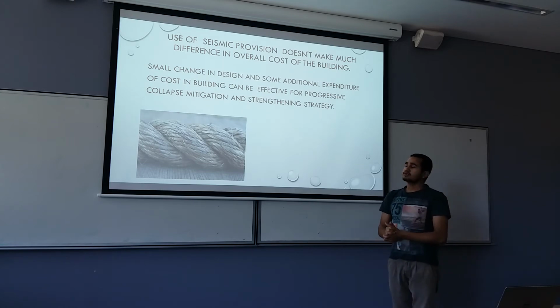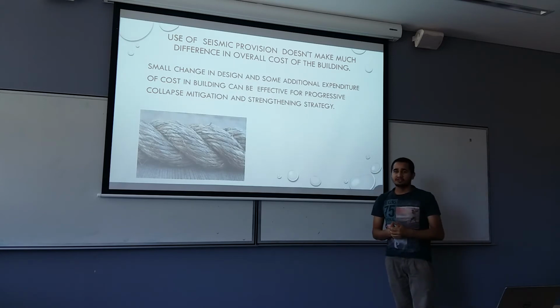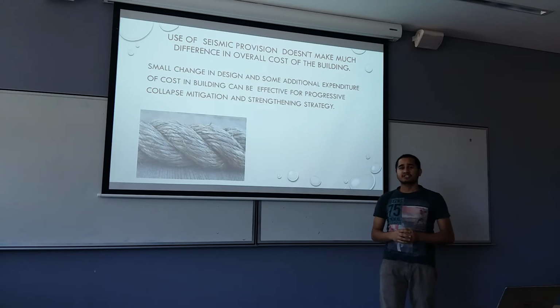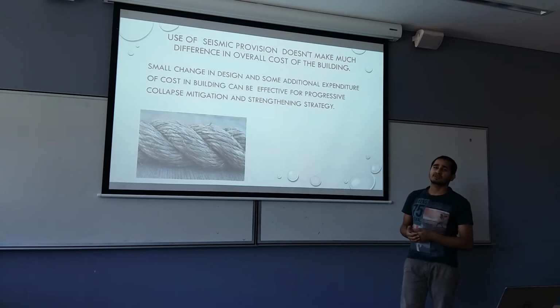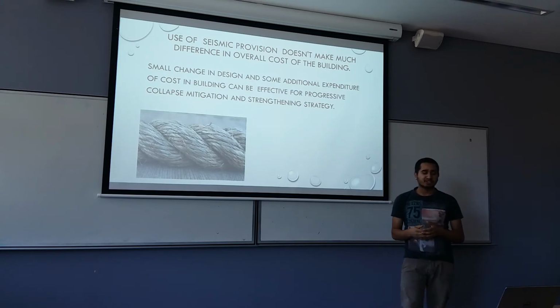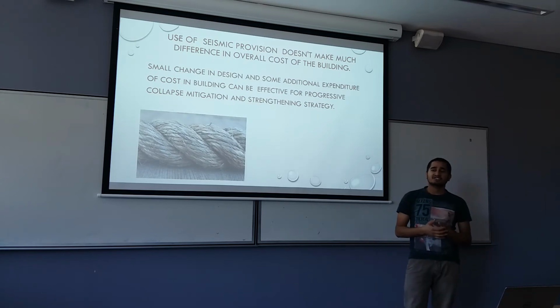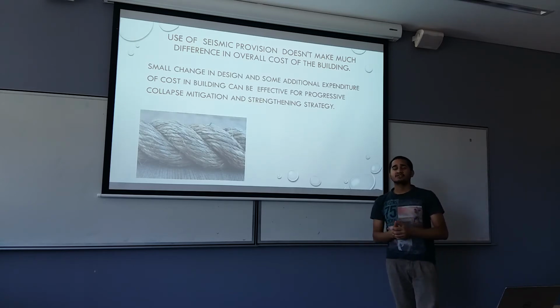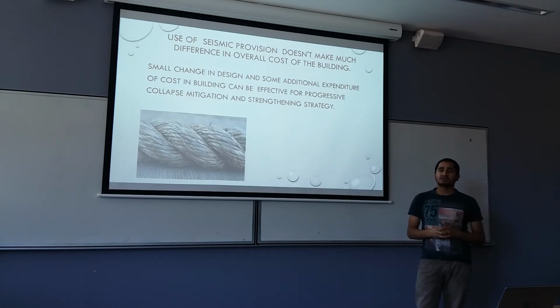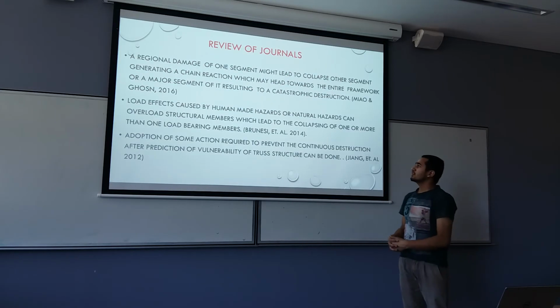For that we can use seismic design. Seismic provisions provided by the code can be used to resist progressive collapse, and it does not cost much. It does not change the overall cost of a building or a project. Small changes in design and some additional expenditure can be effective for progressive collapse mitigation and strengthening strategy. We can adopt the strategy of strengthening and mitigating progressive collapse by use of seismic code provisions with some small additional expenditure.